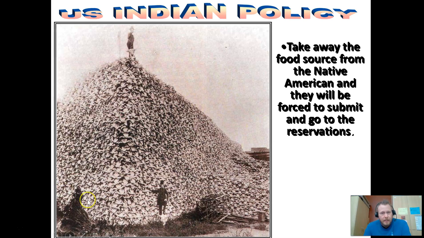These are buffalo skulls, which we already said were used in a lot of sacred rituals for the Native Americans. And the belief was, take away the food source from the Native Americans and they will be forced to submit and go to the reservations. They'll have no choice.